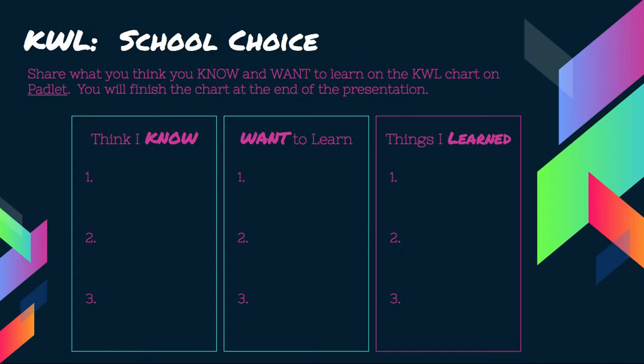The KWL chart is a great way to start a lesson for all learners. So I would like you to think about what you think you know about school choice and fill in 3 things on the chart. And then also tell me 3 things you want to learn about school choice.